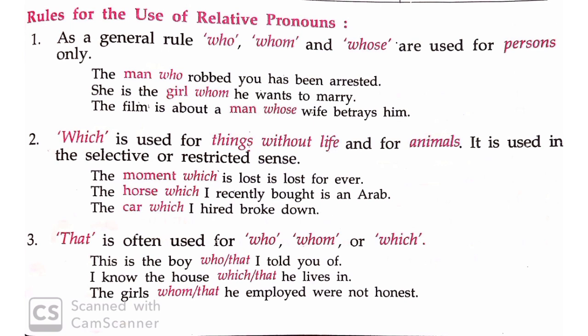Coming to the second rule, which is used for things without life. For animals it is used in some selective cases and in a restricted sense, and for very restricted moments also. See the examples. The moment which is lost forever. It is a restricted moment. We have used which here.